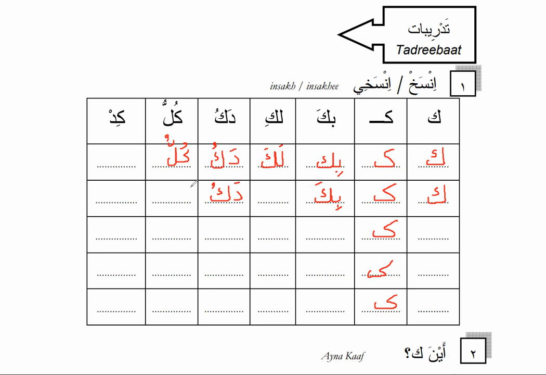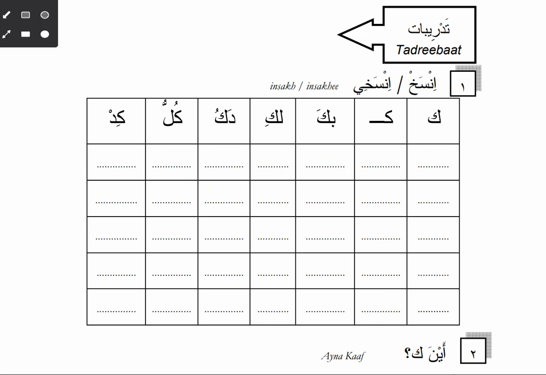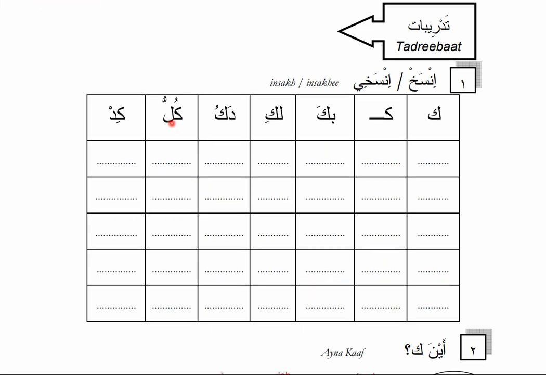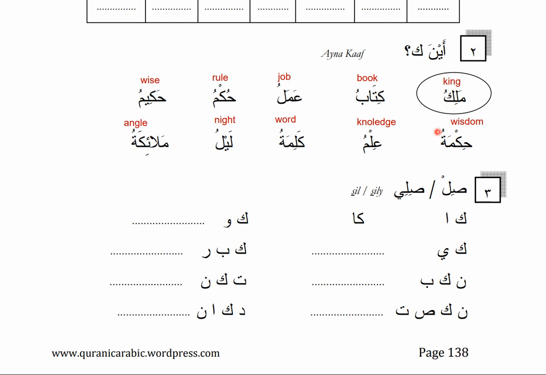Now you can write like this, starting kullu, kid. So that's how you're going to write letter kaf. So let's move on quickly to the next exercise. Aina kaf. Where is letter kaf?